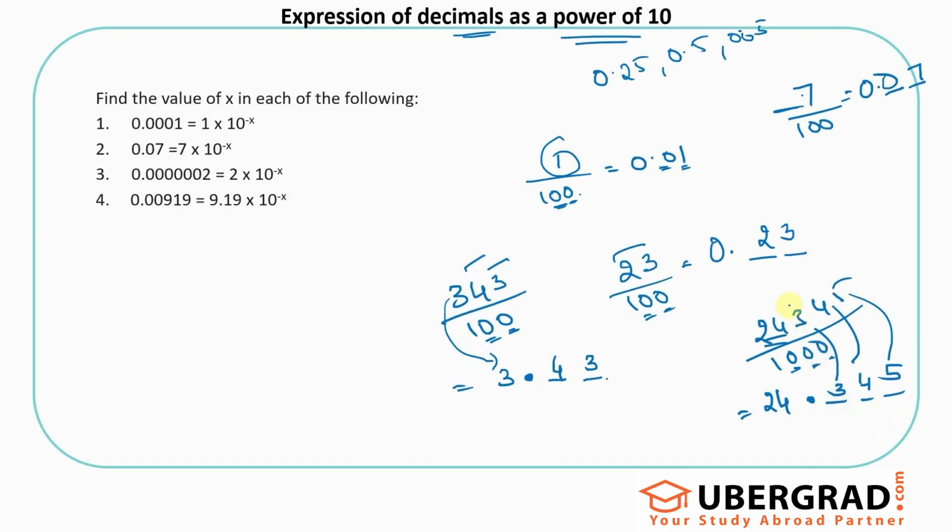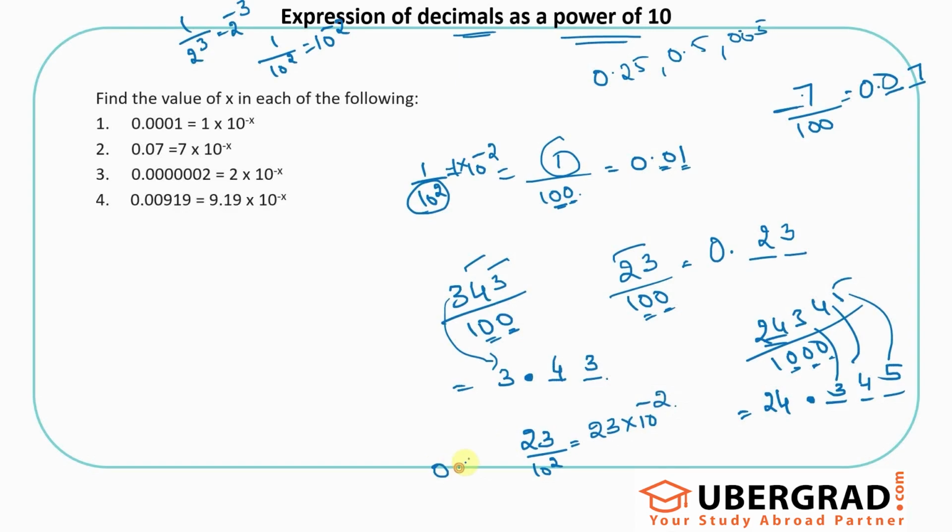But what you have to understand is this: 1 by 100 can be written as 1 by 10 square, and that can be written as 10 power minus 2. If you remember the exponent thing, right? 1 by 2 power 3 is 2 power minus 3. So 1 by 10 square can be written as 10 power minus 2. So I can write it as 1 into 10 power minus 2, right? Similarly, what is 23 by 100? It can be written as 23 by 10 square. It can be written as 23 into 10 power minus 2. So 0.23 can be written as 23 into 10 power minus 2.